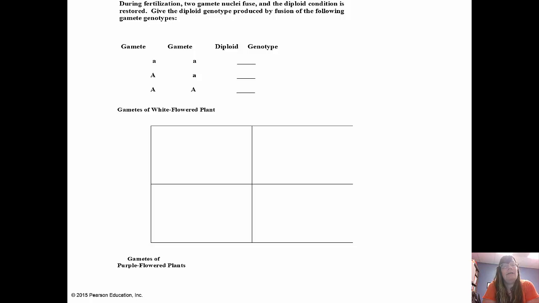However, if it's a heterozygote, you're going to have a big P and a little p. That changes it, because if you have your 2 little p's for your white flowers, and then your big P and your little p for your purple flowers, you're going to have half that are big P, little p, but purple still, and half that are 2 little p's and white.